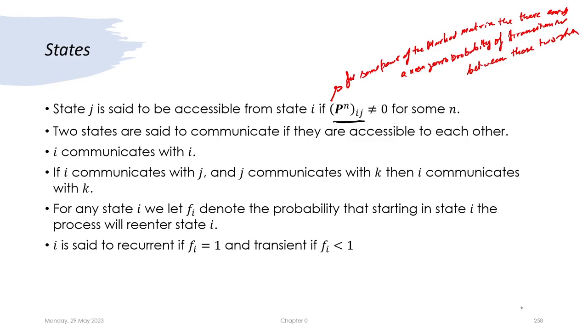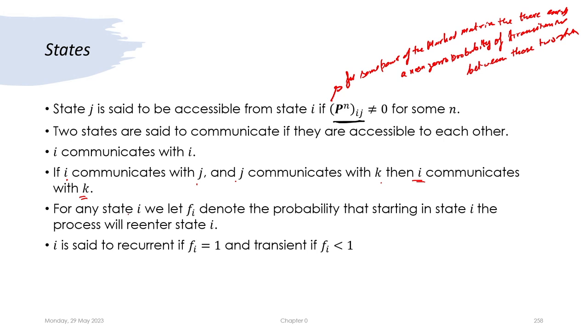Then two states are said to communicate if they are accessible from each other. That is, in n steps in the future, you can go from state i to state j, or state j to state i in that Markov chain. So then those two states are said to communicate. Now, communication is associative. That is, if state i communicates with state j and state j communicates with state k, then state i communicates with state k.